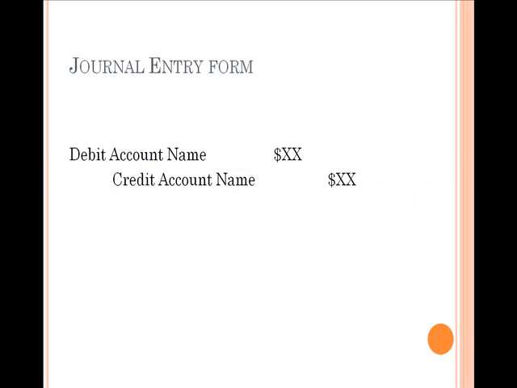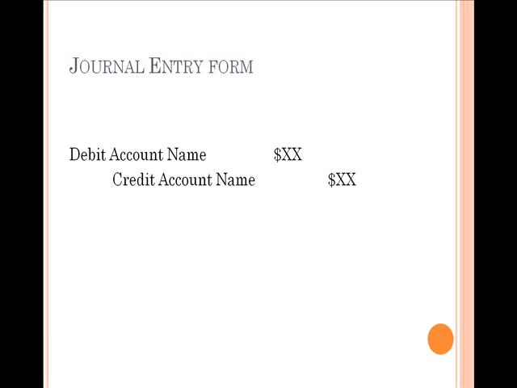And here is a basic journal entry form. When you do a journal entry, you debit the account name on the left-hand side of your paper, and you put the number in the left-hand column. Then you indent the credit, so it's over to the right. Remember, credit means right. You indent the credit name, and you also put the number associated with it over to the right. So the debits are left aligned, and the credits are indented over to the right.